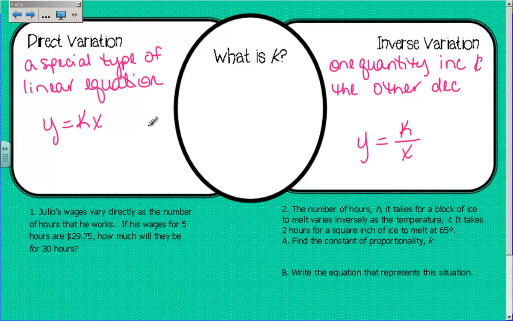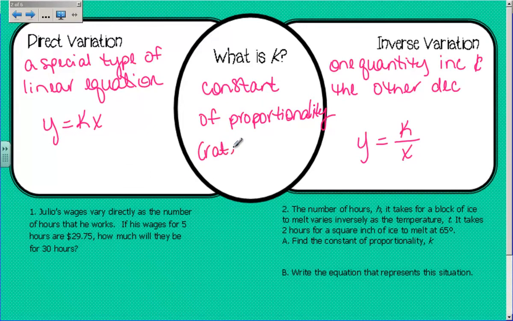And in both variation formulas, you will see we have this thing k. Well, I told you in direct variation, k and slope are the same thing. It is your rate of change. It means the same thing in both of them. It is the rate that something is happening, but it's called the constant of proportionality. And so k is our constant of proportionality, and so it is the rate of change for these problems. It is how quickly or how slowly something is occurring.